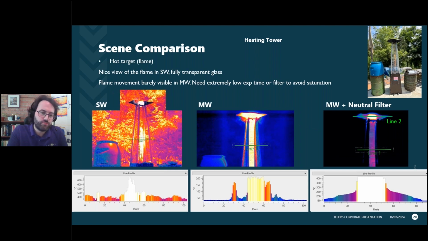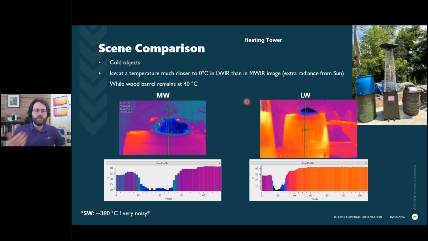Now, just a quick glance, but you can see in shortwave, it was basically impossible to see those vapors coming out of the heater because it's mainly transparent in shortwave. Now looking at a cold target, we had a block of ice on the right here. And so of course, in shortwave, that block of ice is lost in the noise. There's a little bit of reflection from the sun, but it's not much different compared to the rest of the background.